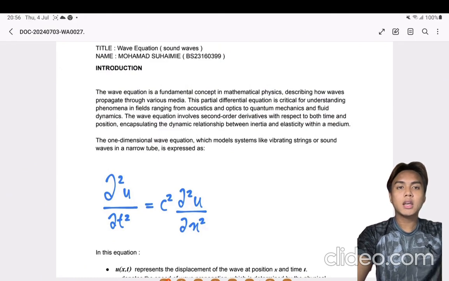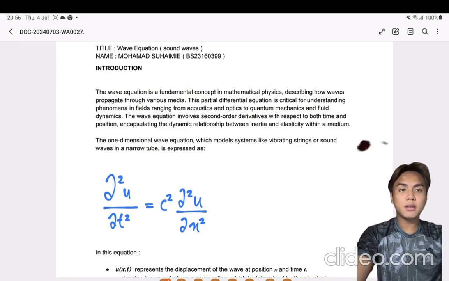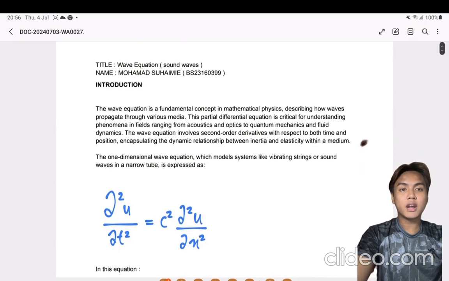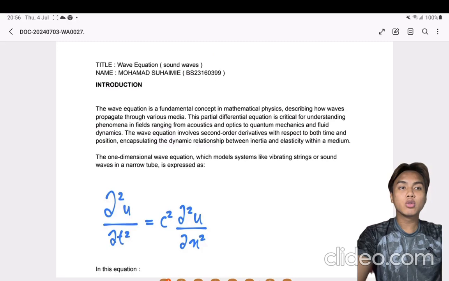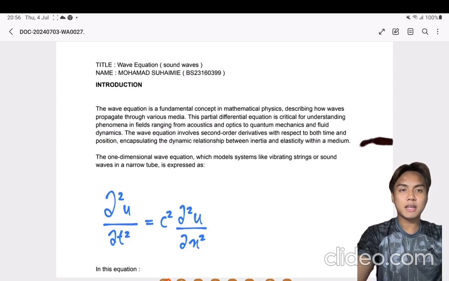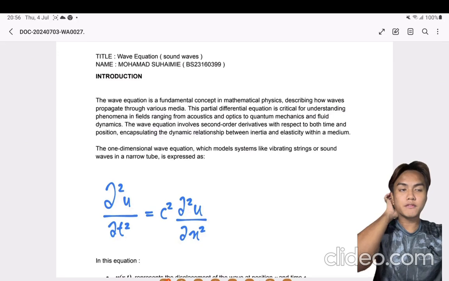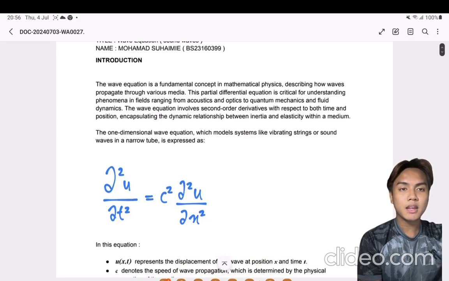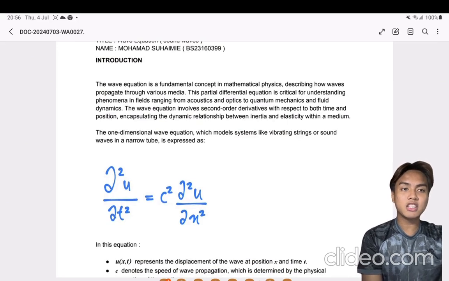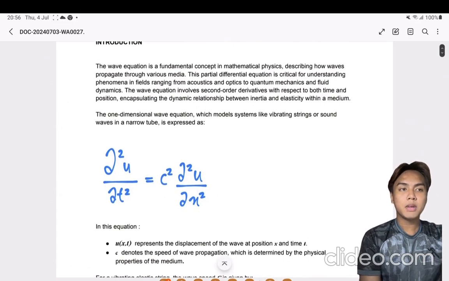So for introduction, the wave equation is a fundamental concept in mathematical physics describing how waves propagate through various media. This partial differential equation is critical for understanding phenomena in fields ranging from acoustics and optics to quantum mechanics and fluid dynamics. The wave equation involves second-order derivatives with respect to both time and position, encapsulating the dynamic relationship between inertia and elasticity within a medium.